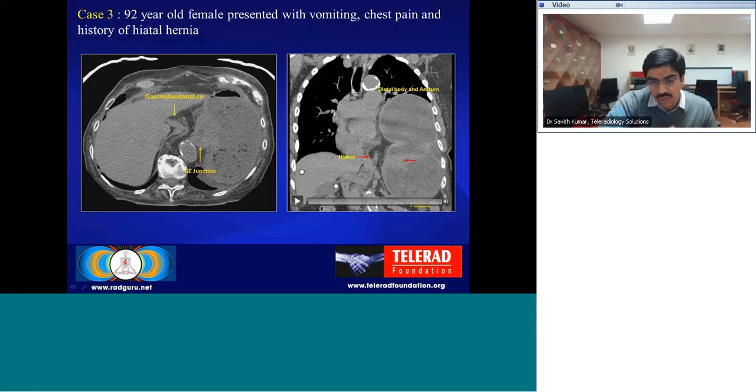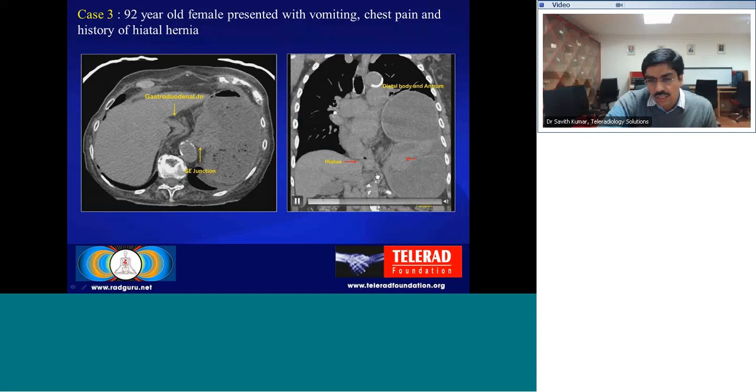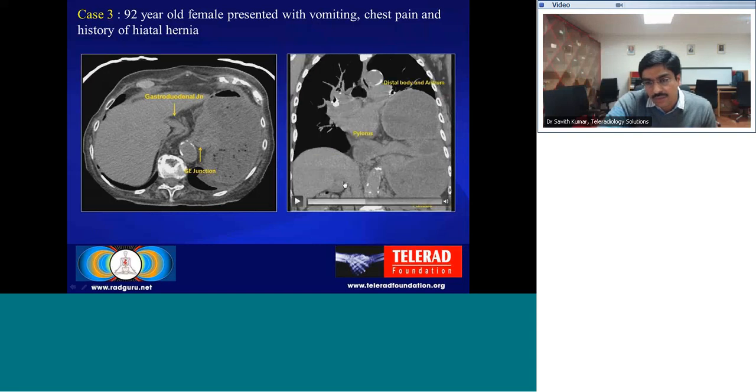So the coronal images. This is the body of the stomach. This is the fundus of the stomach, and this is the antrum of the stomach. So the fundus, the body and the antrum, and it's twisted, and this is the pylorus of the stomach. This is where there's the twisting of the stomach.